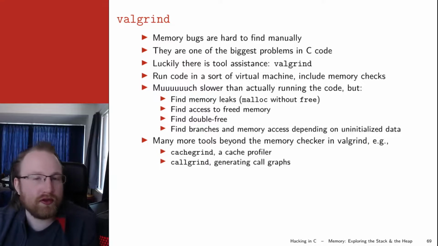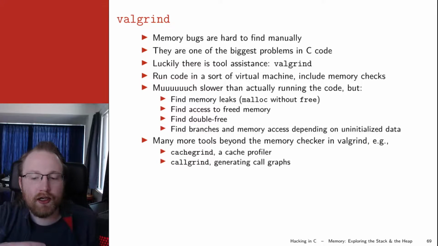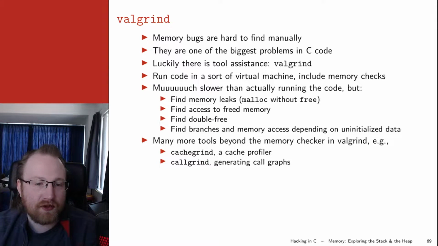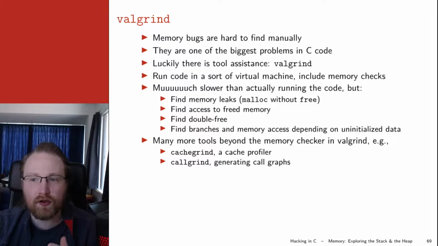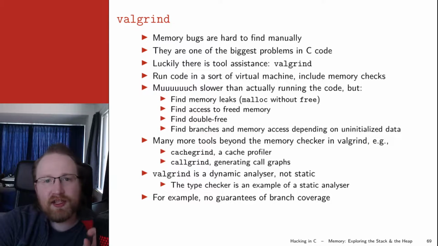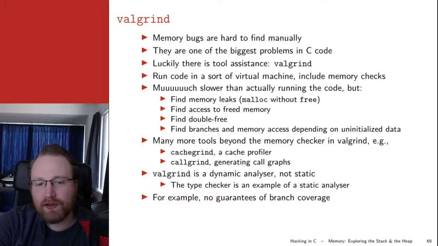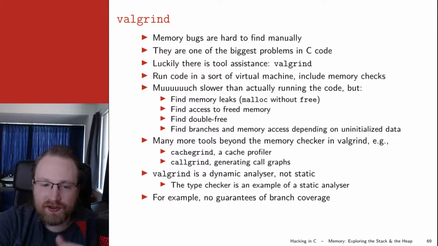And there are many more tools beyond the memory checker in Valgrind. For example, you have a cache profiler that looks at how the cache timings behave, and you have Callgrind, which generates call graphs. So there's a lot of tool assistance for runtime analysis of C code. Now, runtime analysis means these are dynamic analyzers, not static. The type checker is an example of a static analyzer.